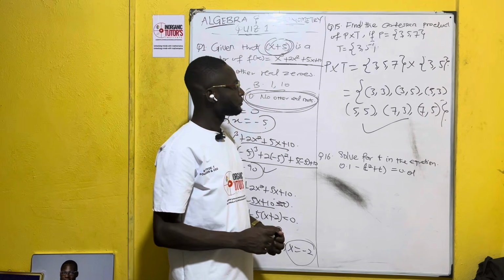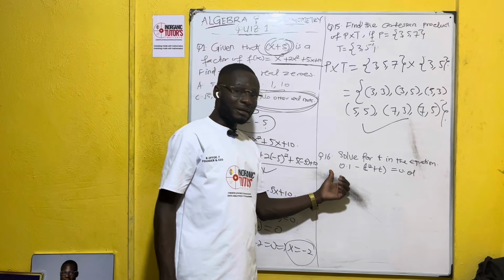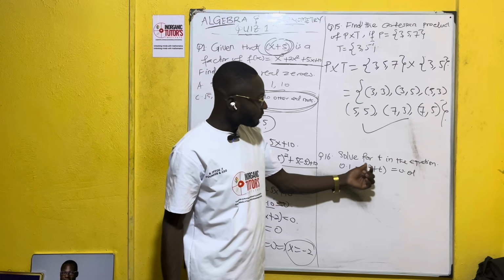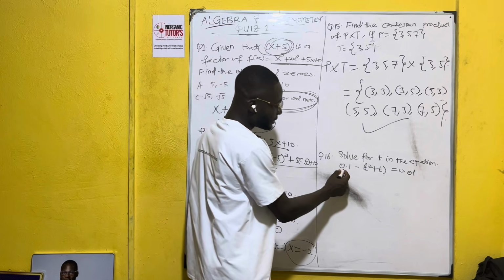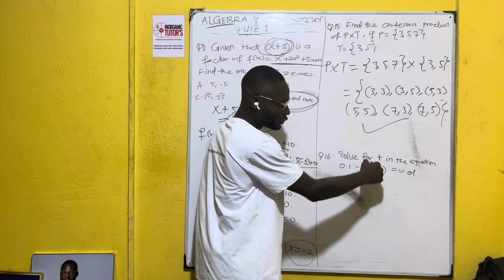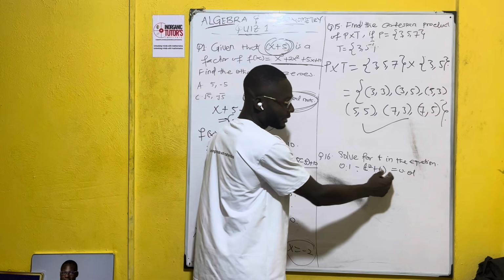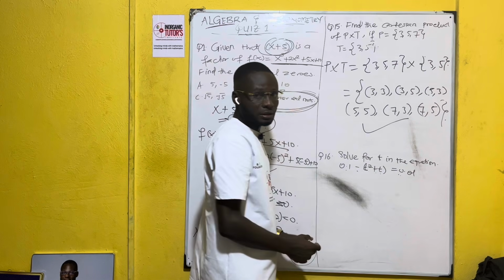Very, very simple. Now, with question number 16, we want to solve for T in this particular equation, right? So we have 0.1 minus into bracket T squared plus T equals 0.01, right?